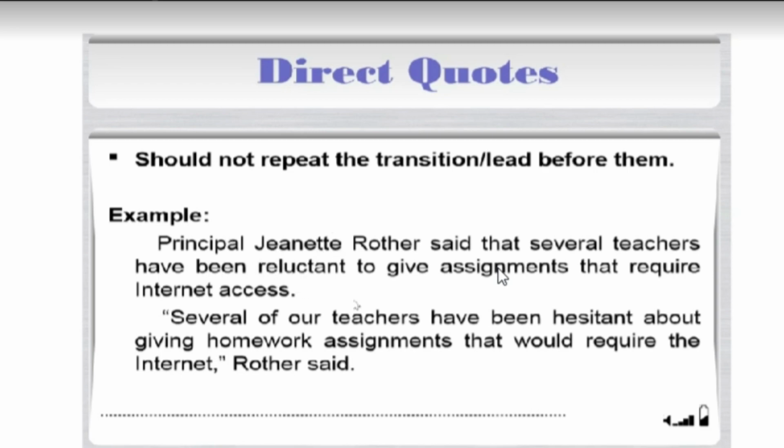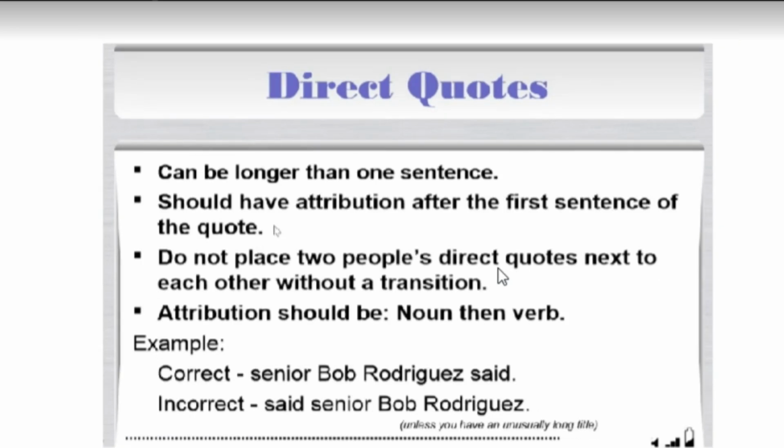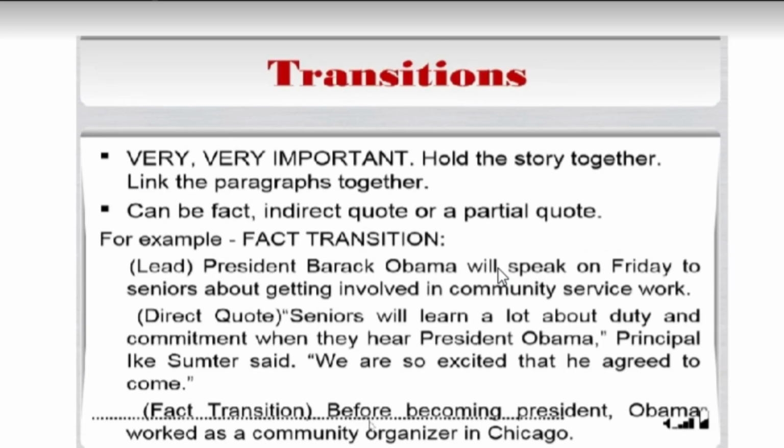Right? A quote can be longer than one sentence, and it should have attribution after the first sentence of the quote. Do not place two people's different quotes next to each other without a transition. Okay? So that's very important. And then our transitions are very, very important to hold the story together and link the paragraphs together. A transition can be a fact, an indirect quote, or a partial quote. So just like this example given to you.